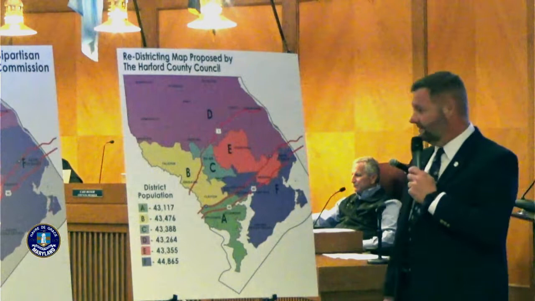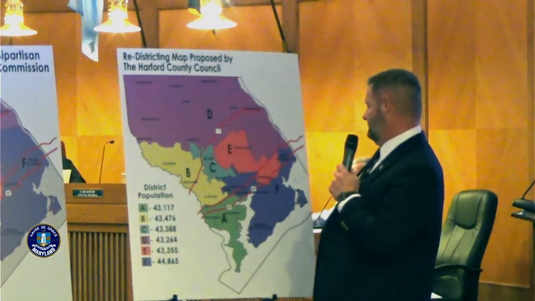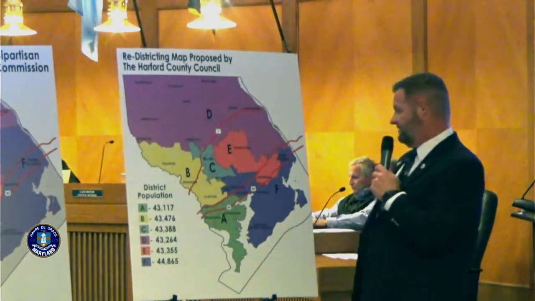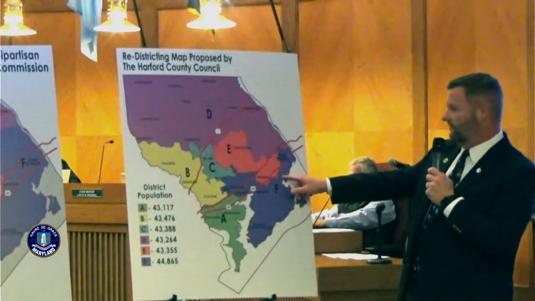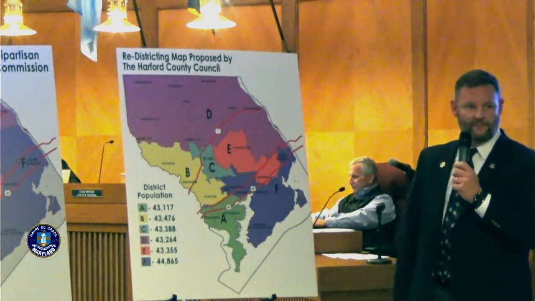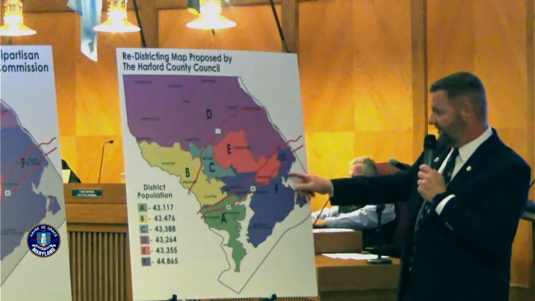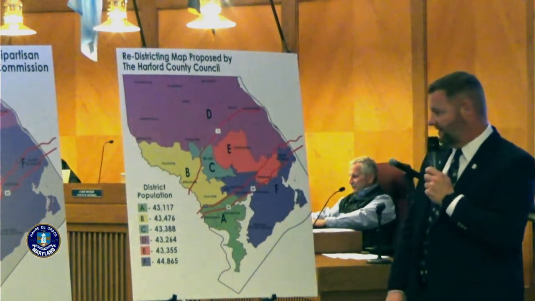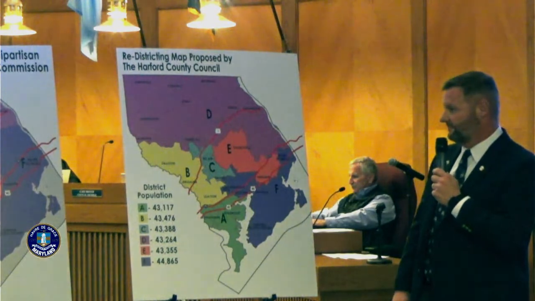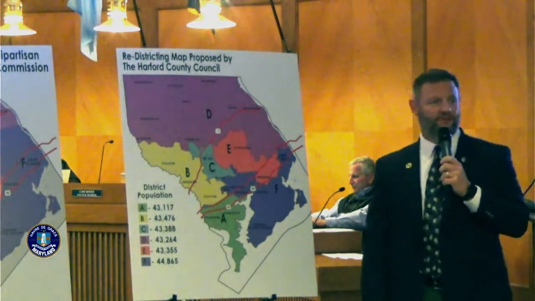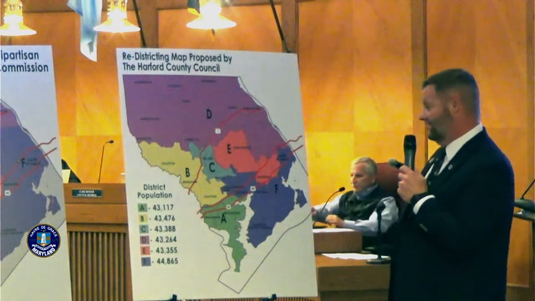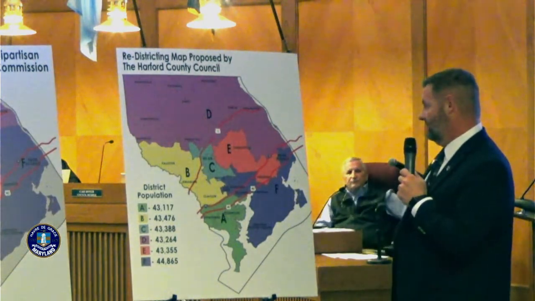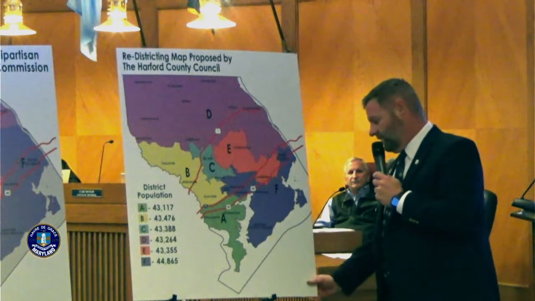As you can see here, not much has changed, except where they fixed this right here and they made it a little purple. So they call this contiguous. Although Havre de Grace is still part of Amity and Belcamp. So the battle cry of fix District F was completely ignored. And in some ways, it's even worse. So this is where we're at.